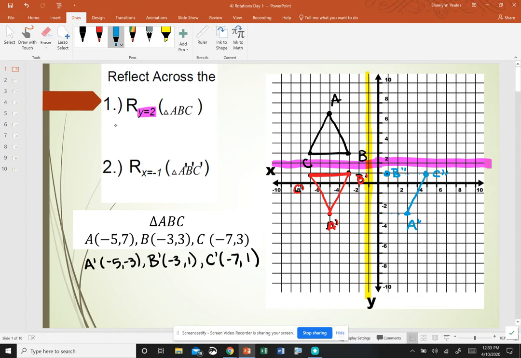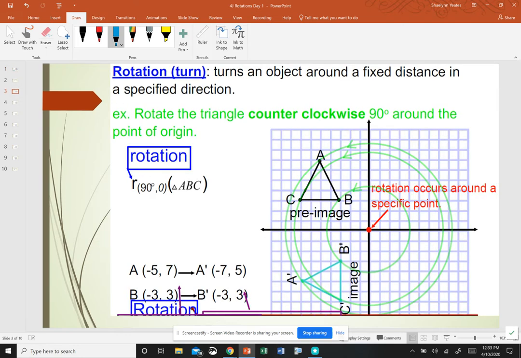So then here is my new triangle. A double prime is now at (3, -3). B double prime is now at (1, 1). And C double prime is now at, let's see, (5, 1). That's kind of cool. All right, so from here, we're going to move on. If you have any questions, please leave them in the video.